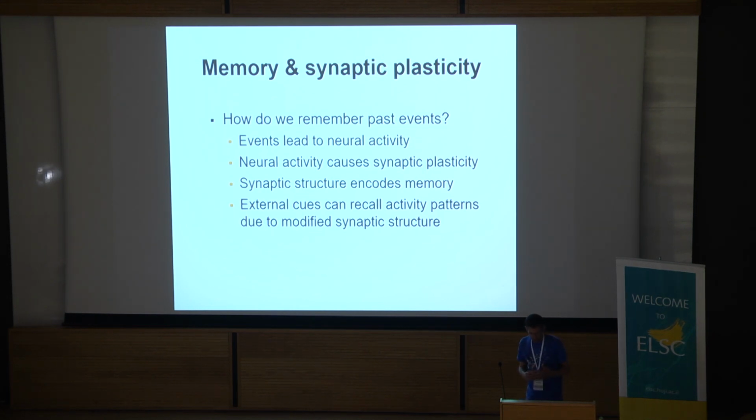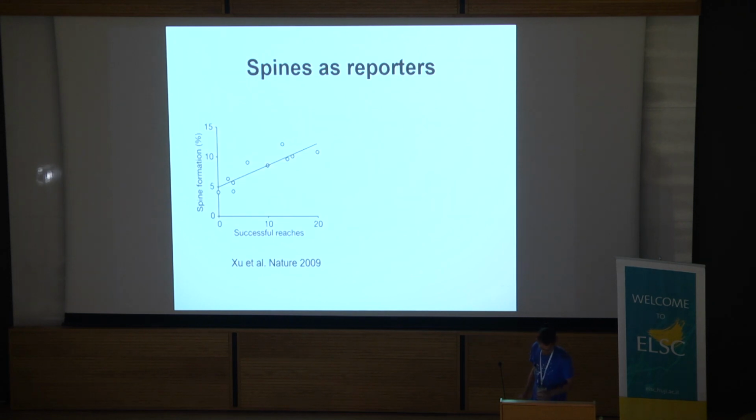And recently, people have been able to measure these things in a much more convincing manner than in the past. I'm going to focus on the use of dendritic spines as reporters. In one paper, in 2009, they trained mice to pick up seeds. So they had a reaching task that required some fine motor learning.